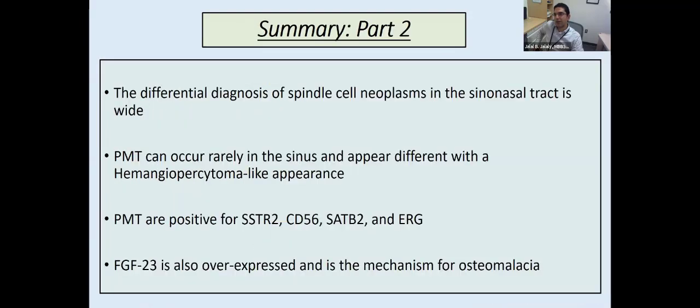So to summarize part 2, the differential diagnosis of spindle cell neoplasms of the sinonasal tract is wide, but with a good differential diagnosis and the use of immunohistochemistry, you can arrive at the correct diagnosis. Remember that phosphaturic mesenchymal tumor is a rare diagnosis in this location and can be a pitfall because it resembles a solitary fibrous tumor or has a hemangiopericytoma-like appearance. And it is usually positive for these markers, so that's quite a specific panel that not many tumors will show.